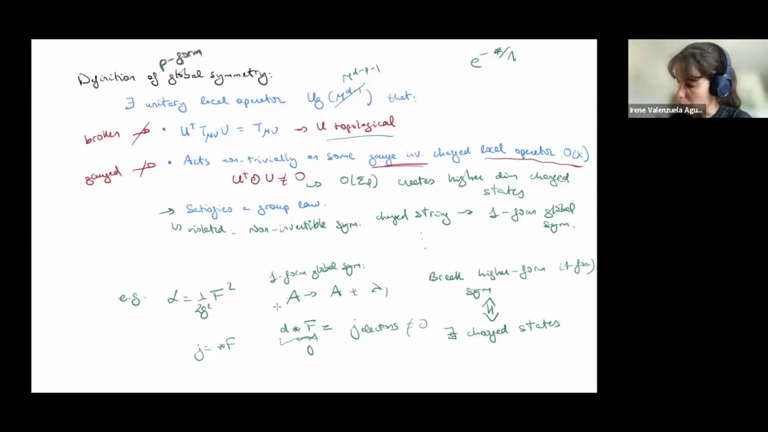because now the 1-form global symmetry is going to belong to what is called the center of the group. So in order to get rid of or completely break the center of the group, you need to have charged matter in every possible representation. You can prove it with group theory.